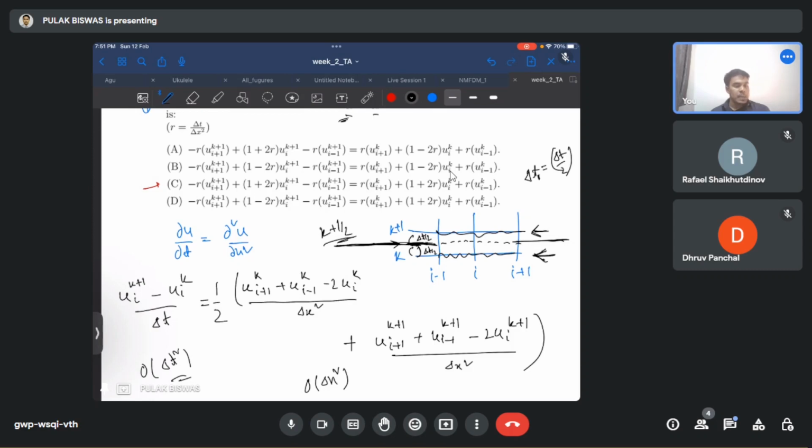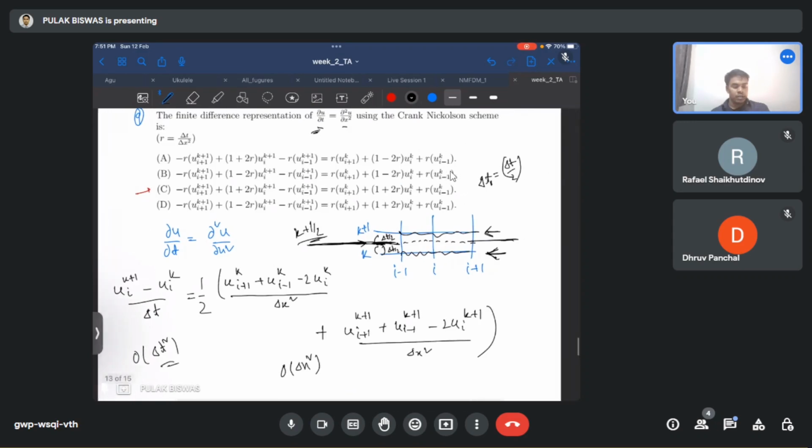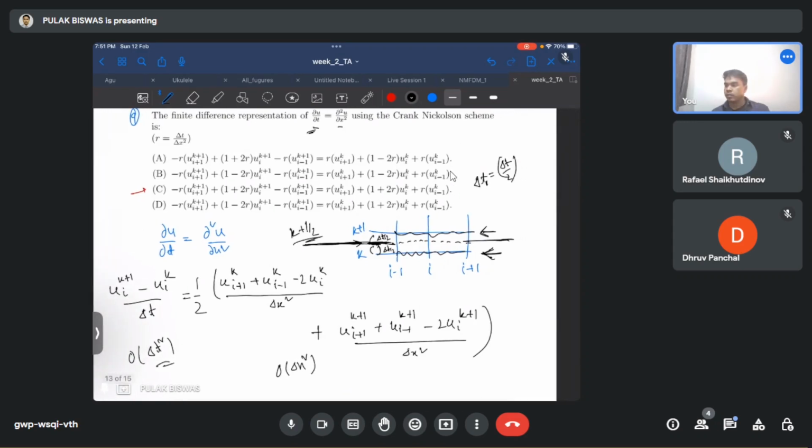Okay, so this is the main idea of Crank-Nicolson. Is there anything else I can discuss? Not today, maybe next session. Do you have any more questions?